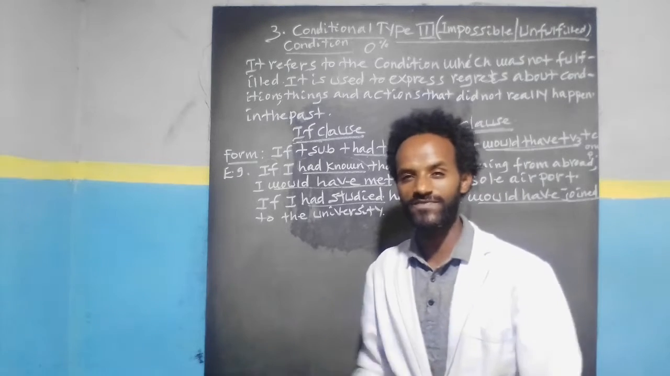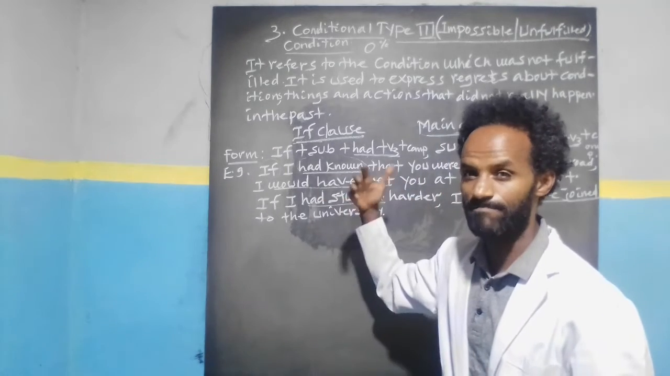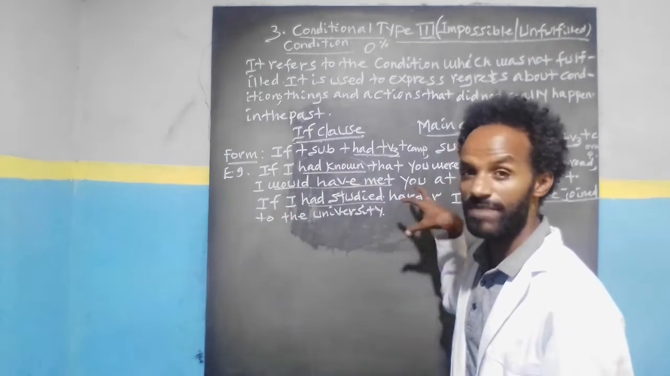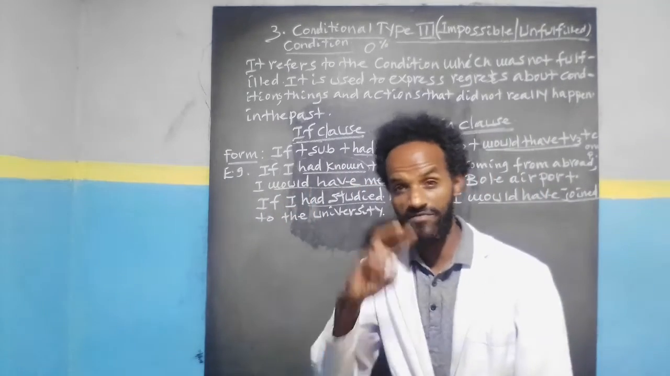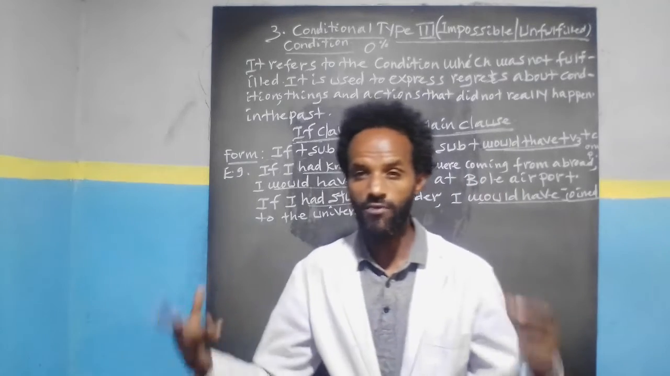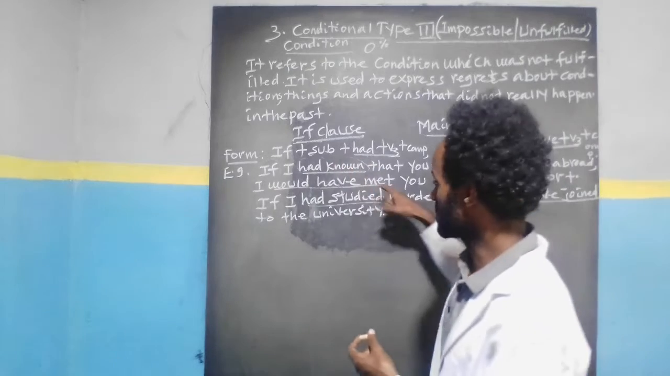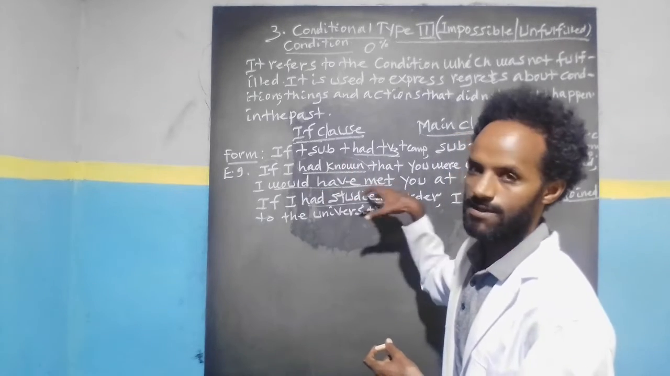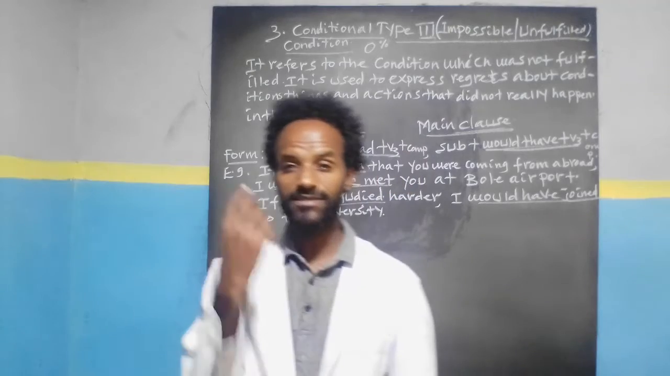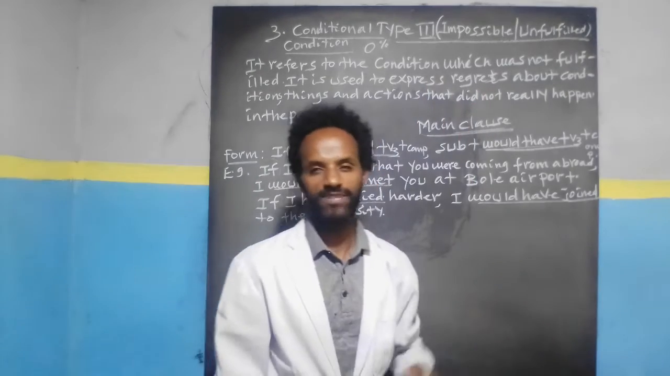Sometimes you can also use other modal verbs that can represent the past with have plus verb 3, which is also a perfect conditional. So when you join these clauses together, the past perfect and the perfect conditional or conditional perfect tense, you get the type of conditional which is called conditional type 3, or impossible conditional.